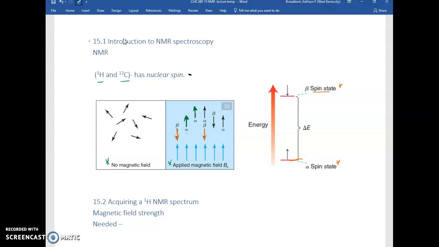And when the proton transitions from the alpha state to the beta state, it uses this amount of energy. This amount of energy is usually in the radio region of the electromagnetic spectrum. Each nucleus is affected by the electrons around it, so the energy gap between the alpha and beta states differs for each atom and will appear as a separate peak.